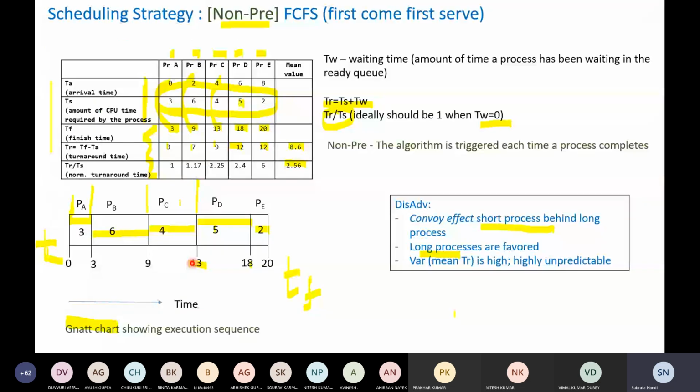So this FCFS, we found that it suffers from the convoy effect. So let me just quickly browse through the slides, and we found that this is often seen.